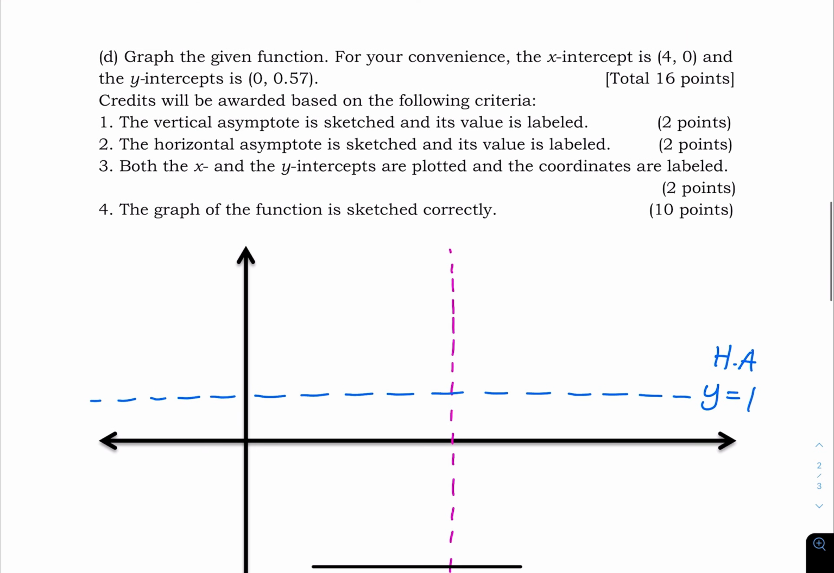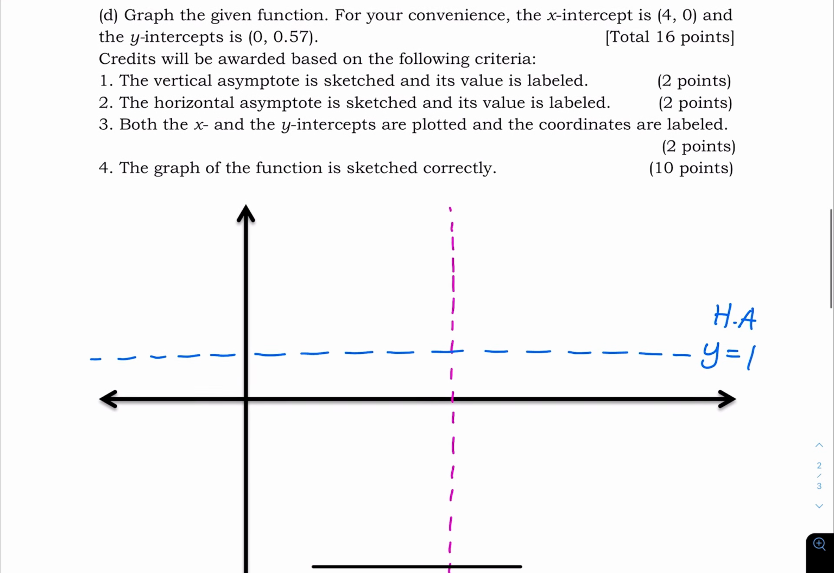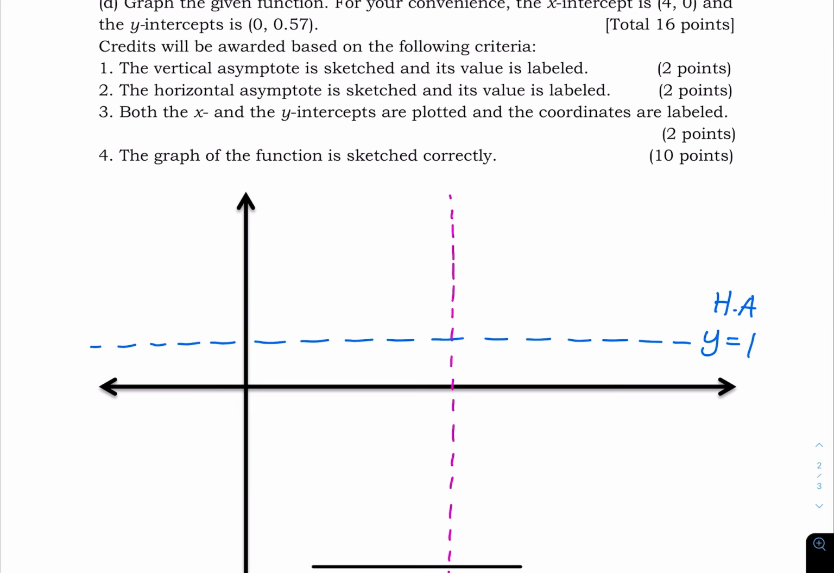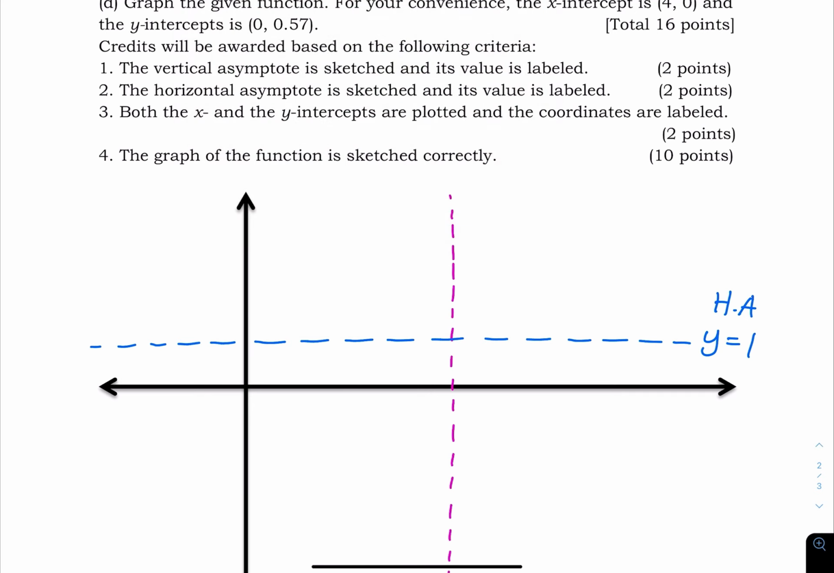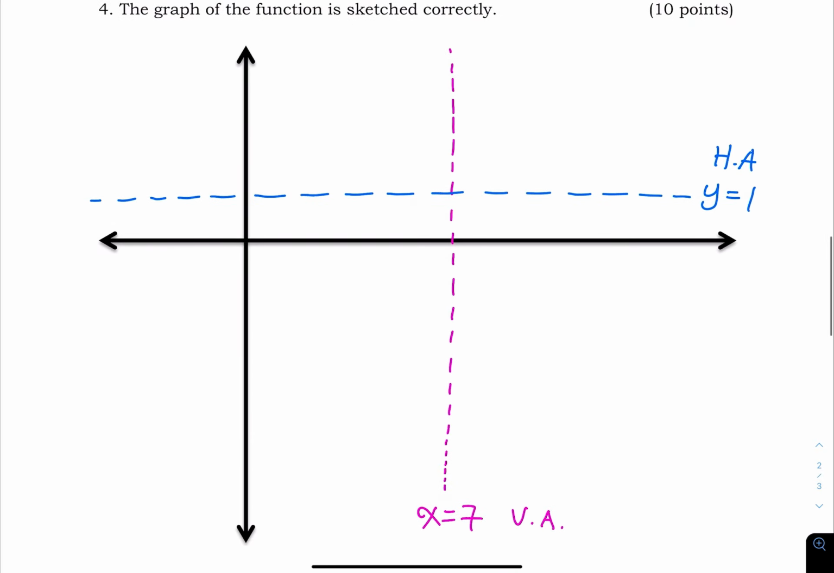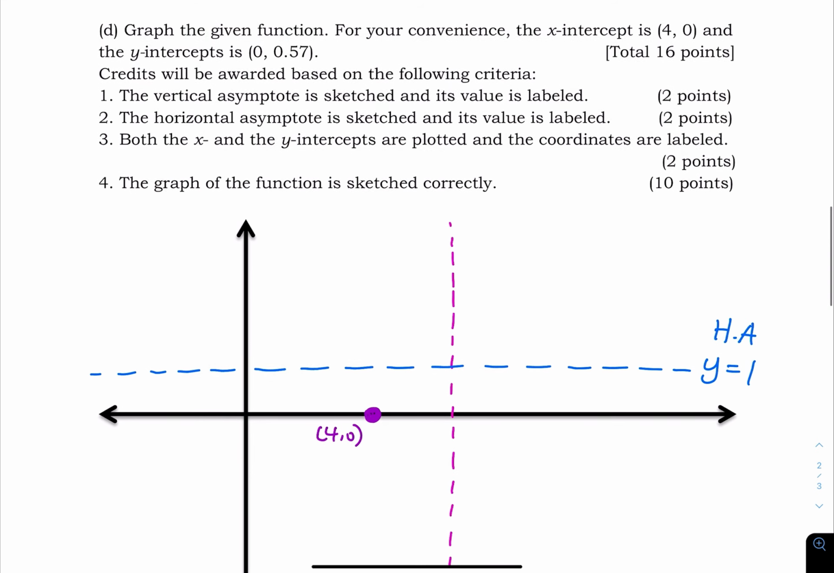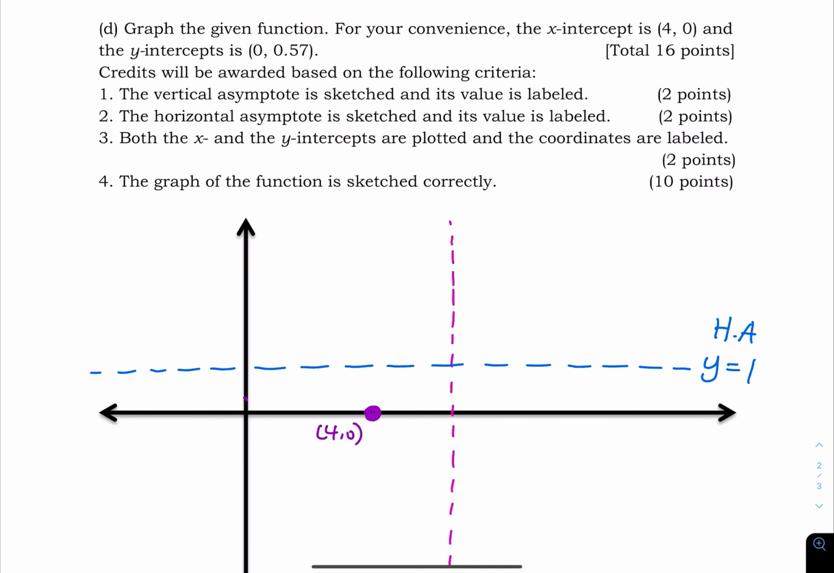What else? The x-intercept is (4, 0). I want to use a different color to do the graphs. Let's use this purple. So 7 and then (4, 0). I will say that this is (4, 0). And then what else? I have 0.57. Okay, so x equals 0, y equals 0.57, so that will be (0, 0.57). Okay, I got my x and y intercepts.